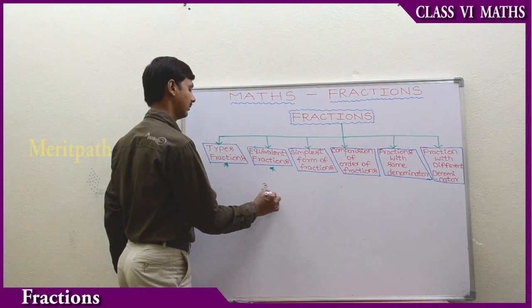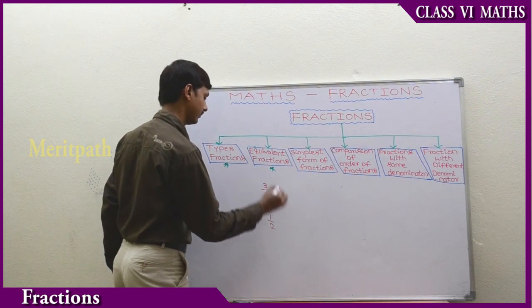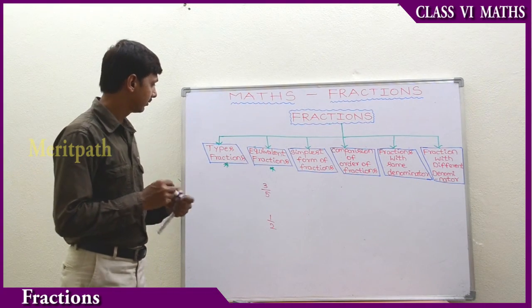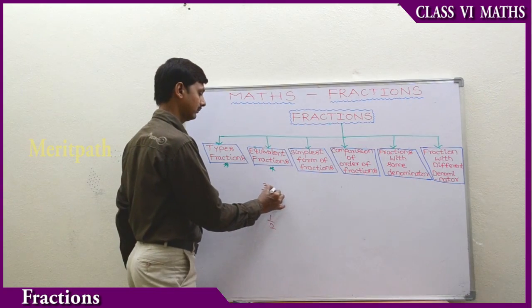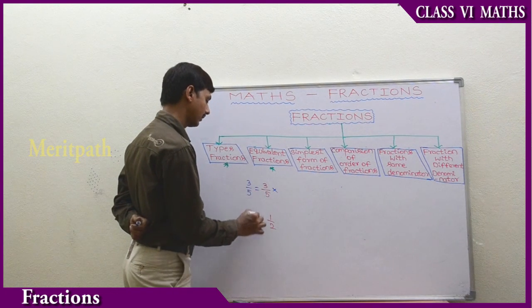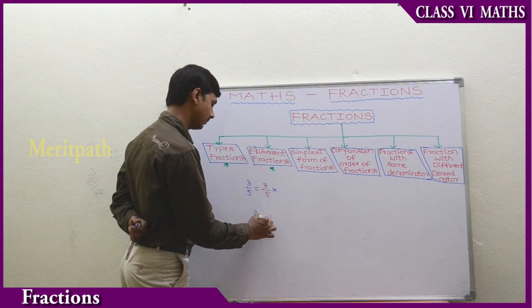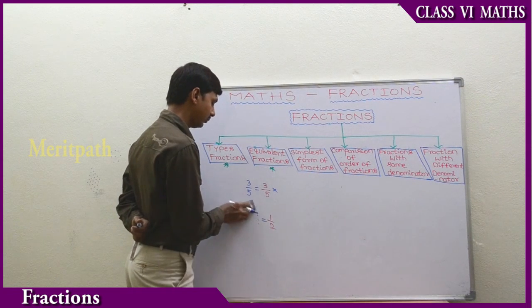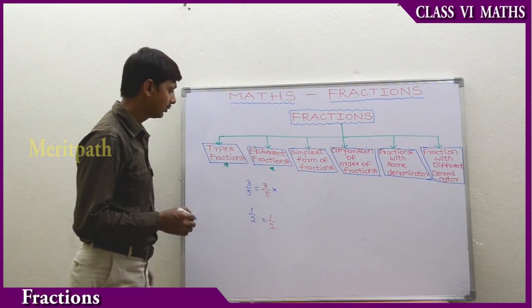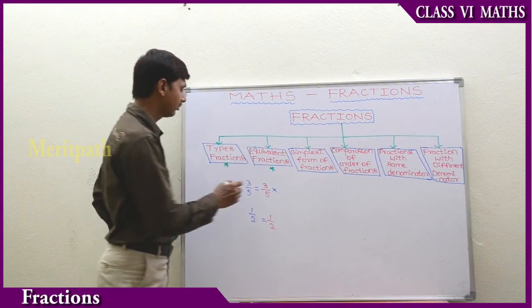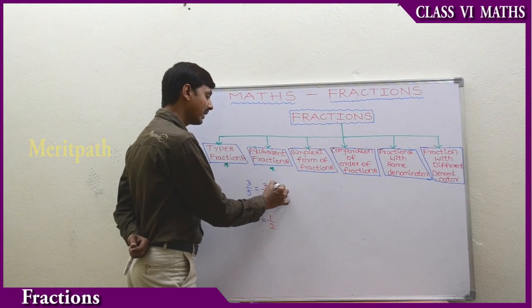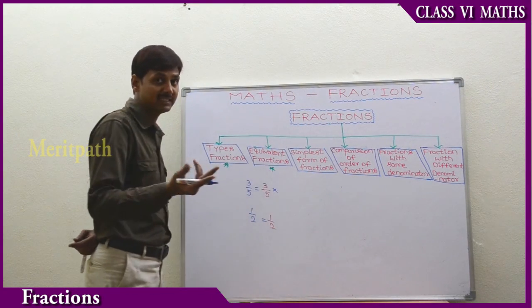3 by 5 and 1 by 2. So two different fractions we have taken here. We multiply this 3 by 5. 3 by 5 we have taken. This is 1 by 2. 3 by 5 and 1 by 2. Two different types of fractions we have taken. So if we multiply any number with 1 by 1, numerator and denominator, we get the same fraction.